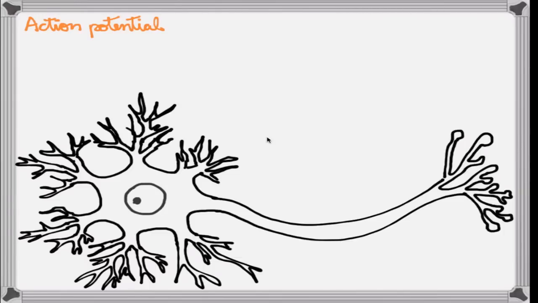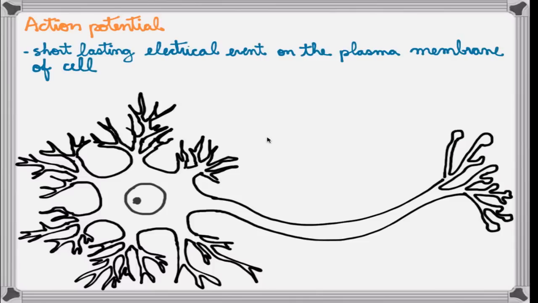All right, let's see if we can cover the topic known as action potentials. So what are action potentials? Action potentials can be loosely defined as a short-lasting electrical event on the plasma membrane of a cell. Meaning that it's an electrical current traveling through that cell.